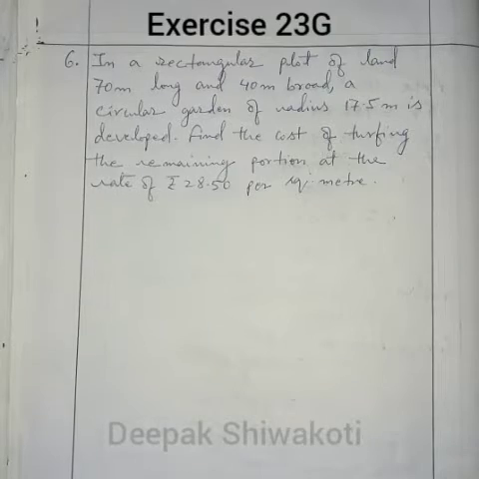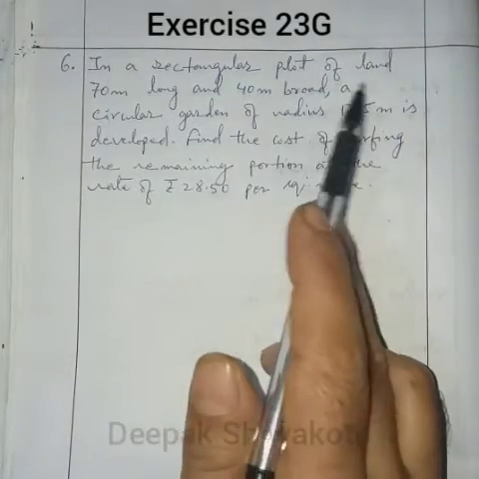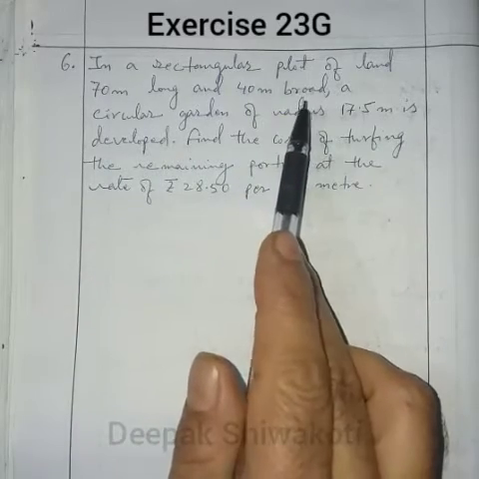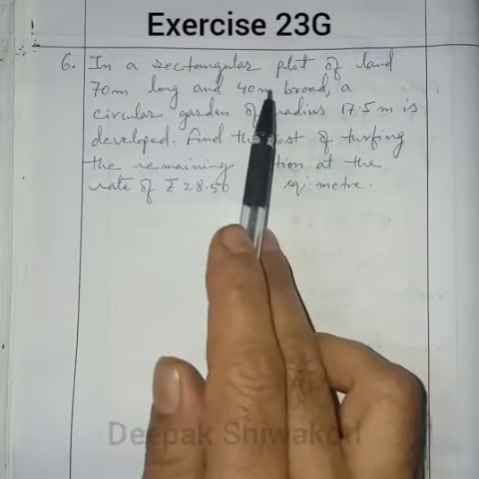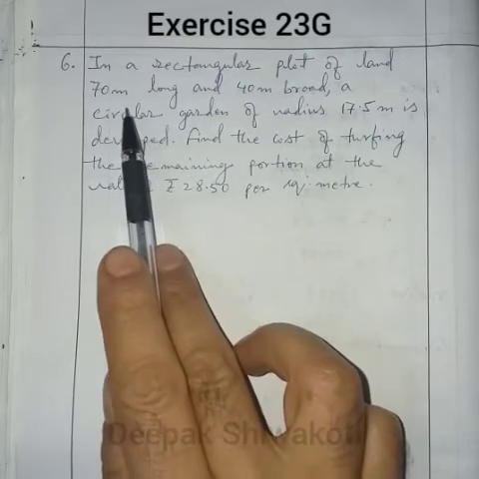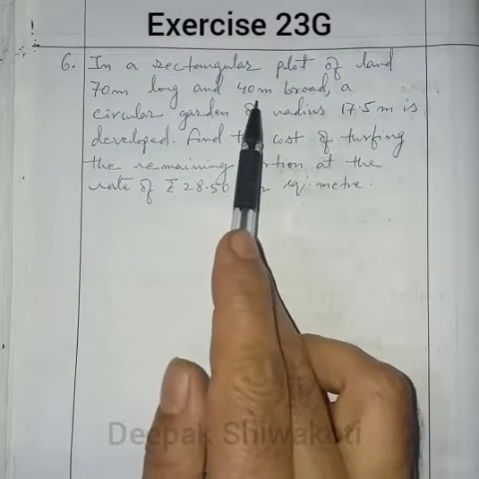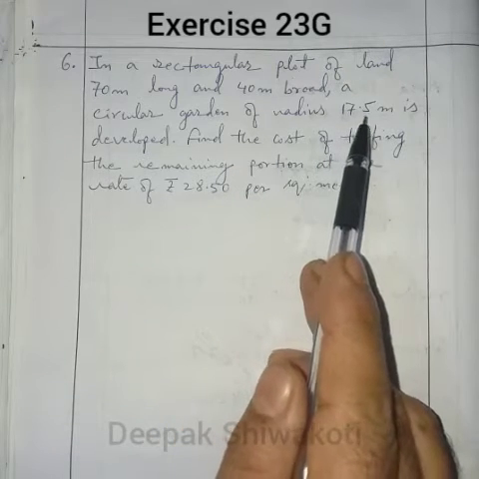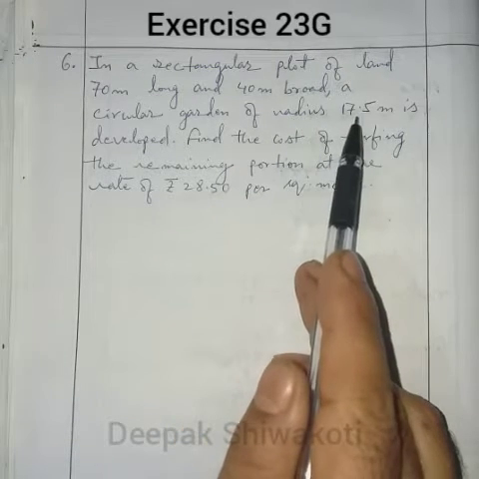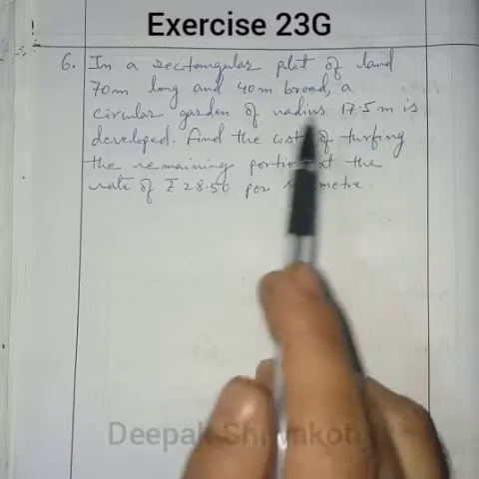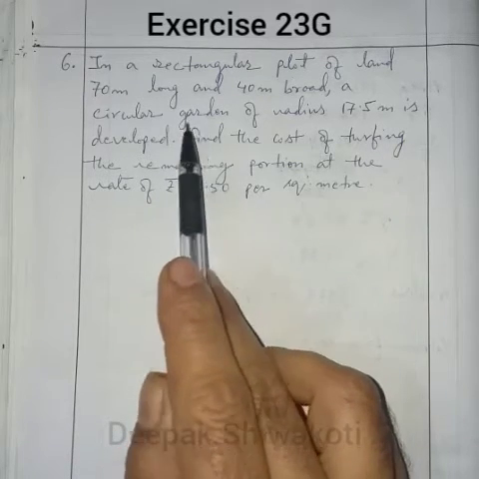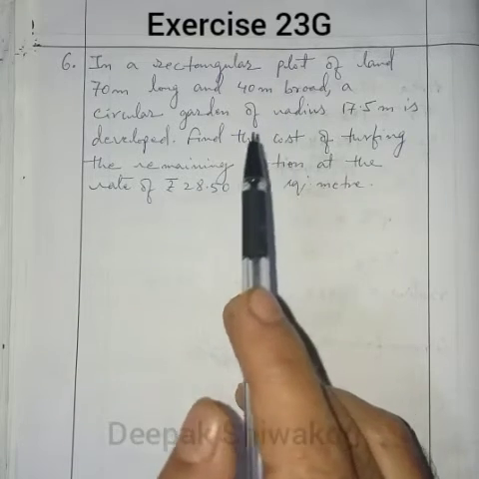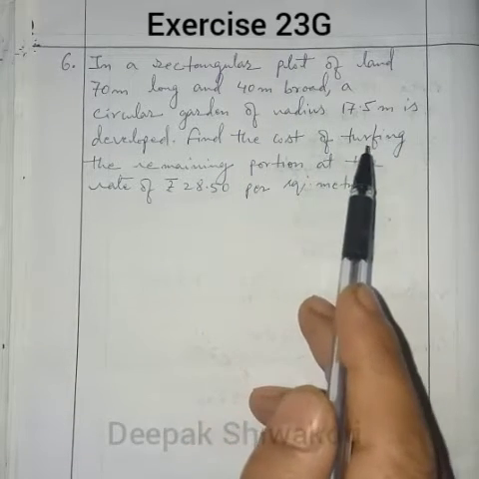Question number 6. In a rectangular plot of land 70 meter long and 40 meter broad, a circular garden of radius 17.5 meter is developed. So a circular garden is developed in a rectangular plot. Find the cost of turfing.